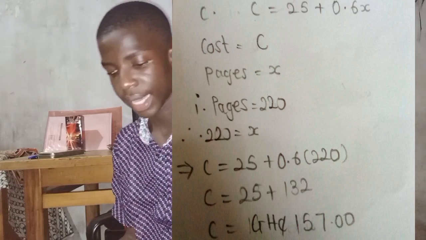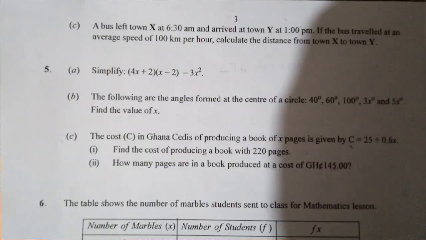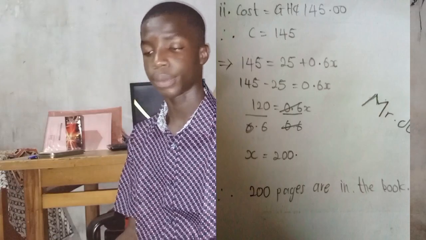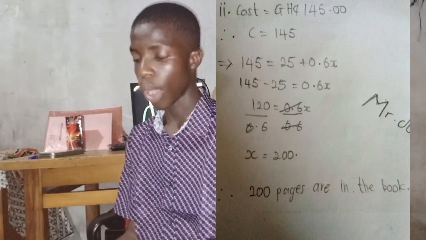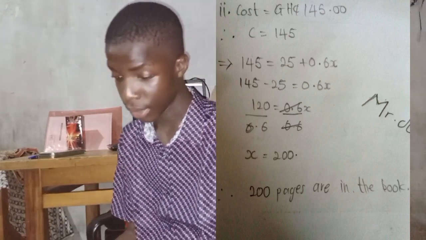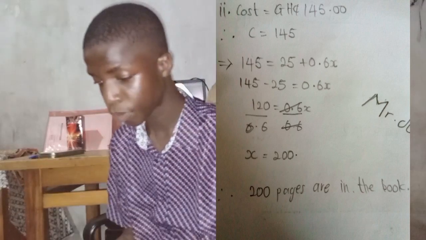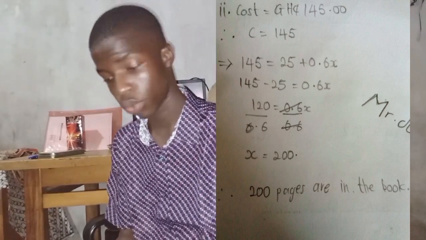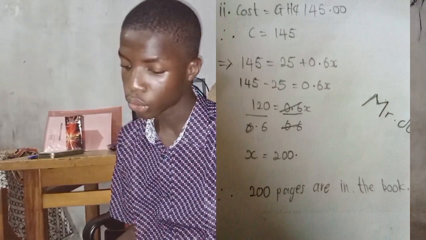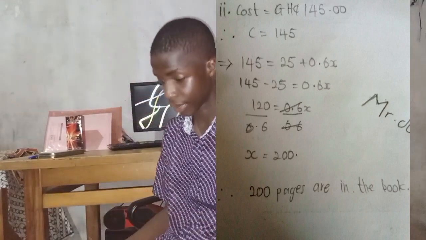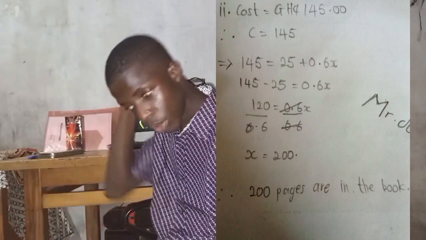(ii) How many pages in the book produced at the cost of 145 cedis? So you're supposed to look for the pages produced at the cost of 145 cedis. So our cost is 145. So therefore C will be equal to 145. 145 is equal to 25 plus 0.6x. So we group like terms.